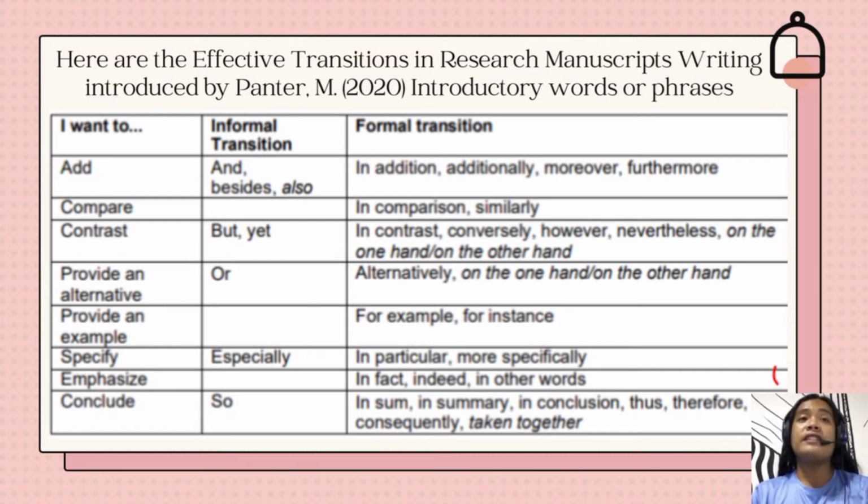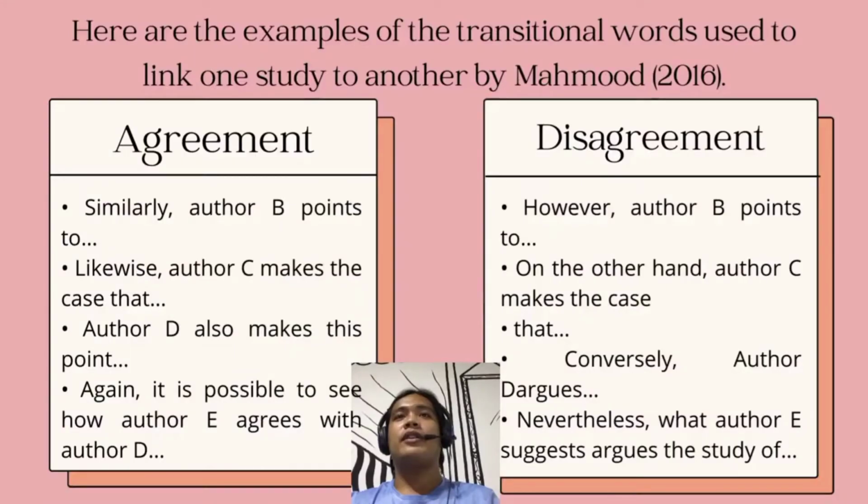If you want to emphasize, the formal transition would be in fact, indeed, in other words. And if you want to conclude, the informal transition is so. And then the formal transition would be in sum, in summary, in conclusion, thus, therefore, consequently, or taken together. So these are the things that you should consider. Here are examples of transitional words that you can use to link your study to another.